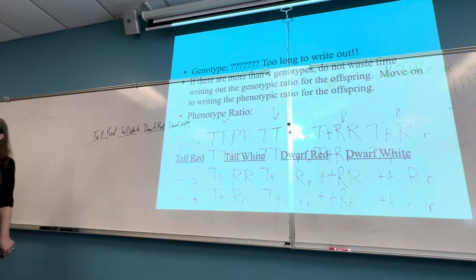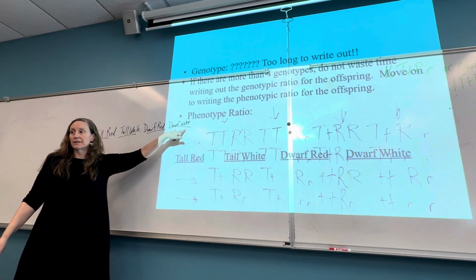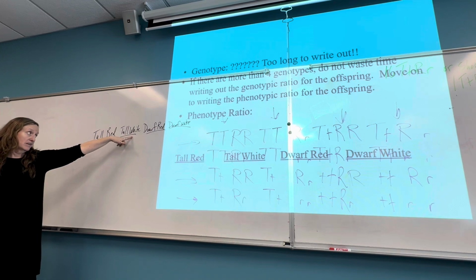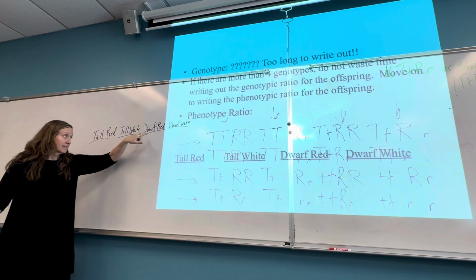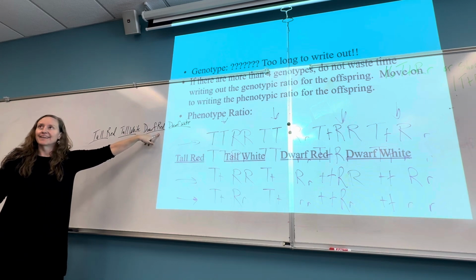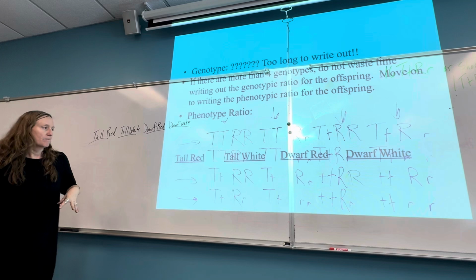So we've got these 4 possible phenotype ratios. I always put the 2 dominant first, the 2 dominant last, the first dominant with the second recessive, and then the first recessive with the second dominant. That's the order they always go in.